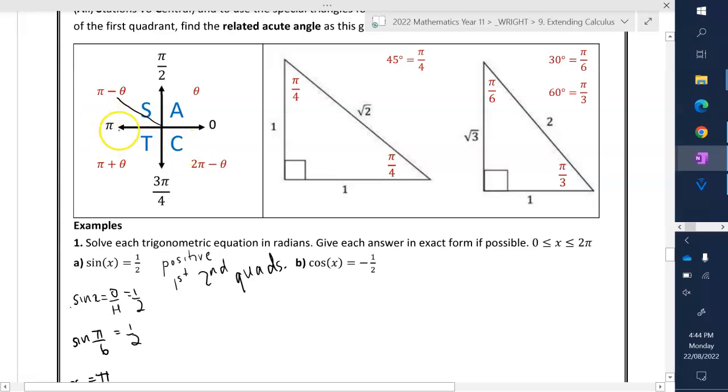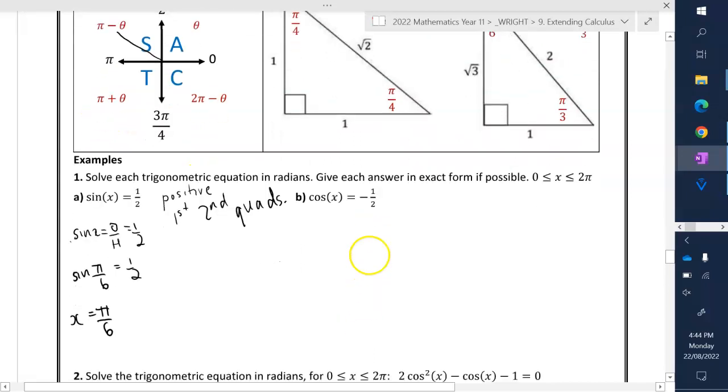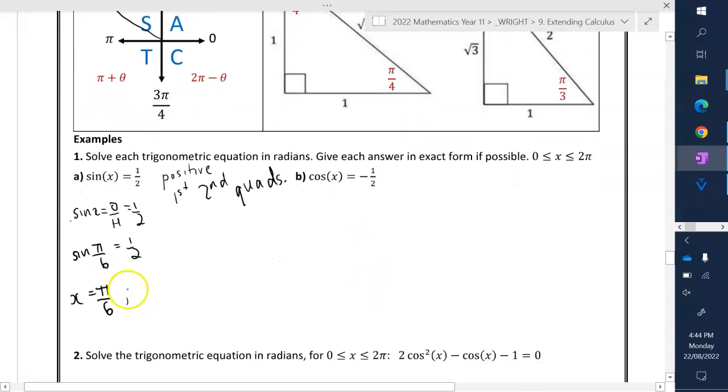Okay, and that's pi minus our angle. So our second angle is going to be pi minus pi over 6. And if you work that one out, we're going to end up with 5 pi over 6. So those are our 2 answers to start with. Pi over 6 and 5 pi over 6.